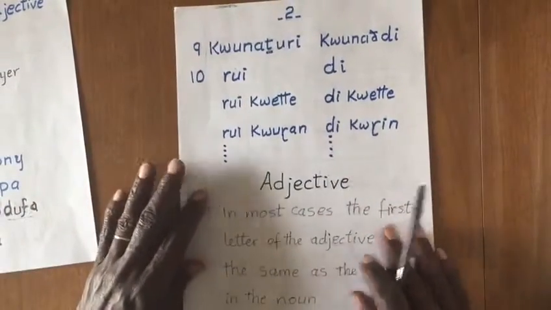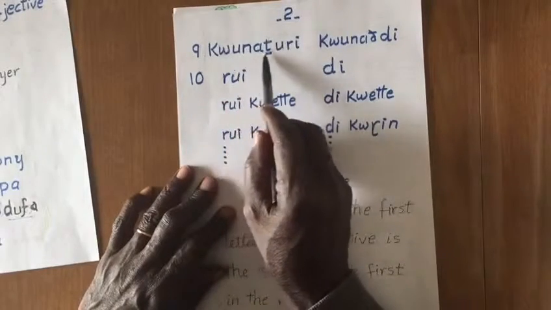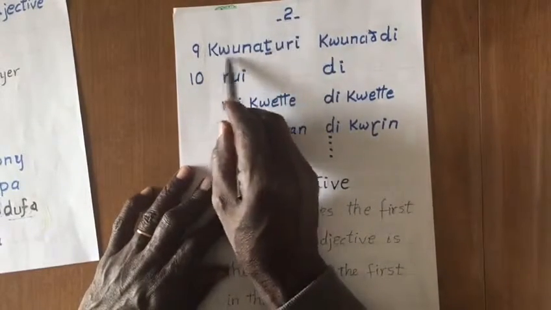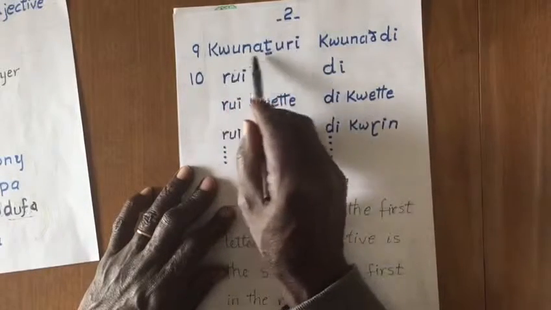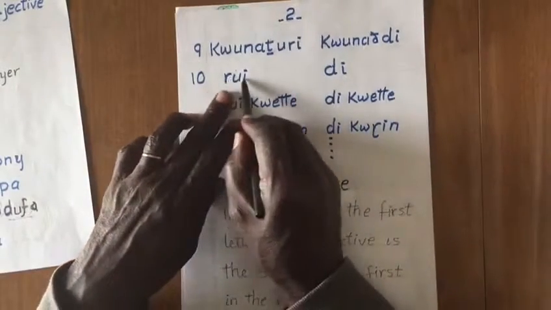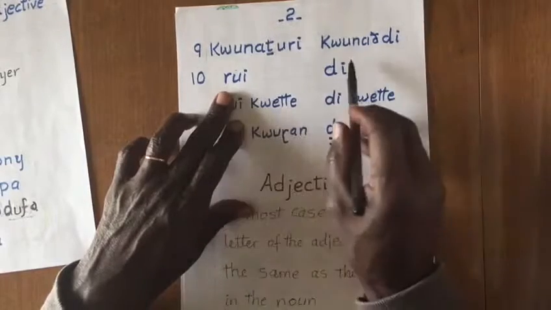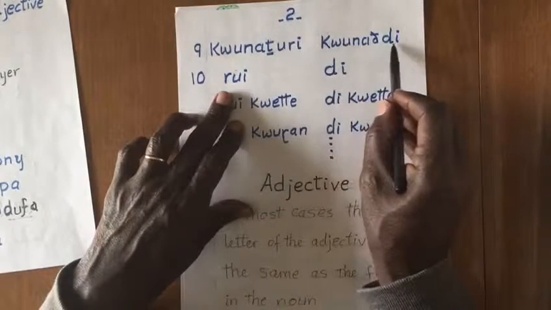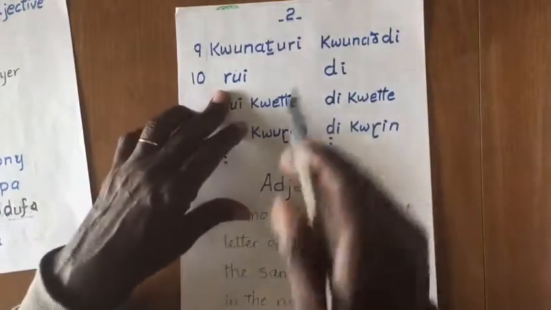Nine and ten. Kuna turi. Rui. Hina. Kuna duva. It's here. Kuna duva. Dobanga.